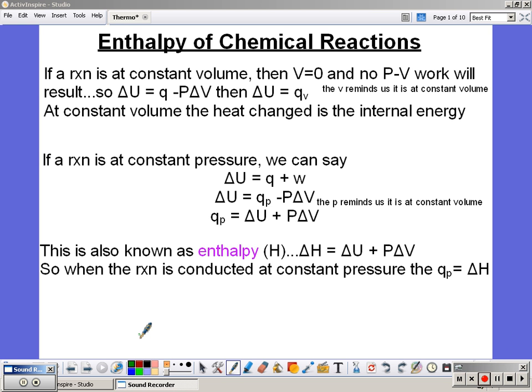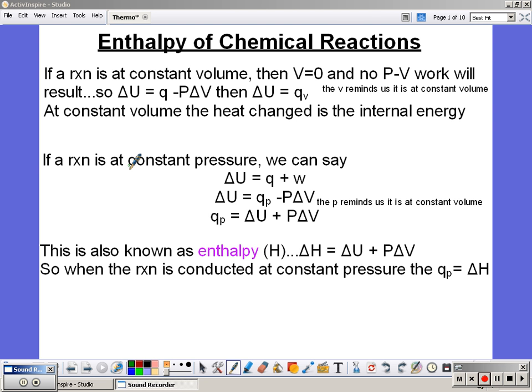Enthalpy of chemical reactions. If a reaction is at constant volume, then delta V is equal to 0, and no PV work will result. So the internal energy is equal to Q minus P delta V, and since we just said that work was 0, then the internal energy is equal to Q_V. The V reminds us that we're at constant volume. At constant volume, the heat change is equal to the internal energy.